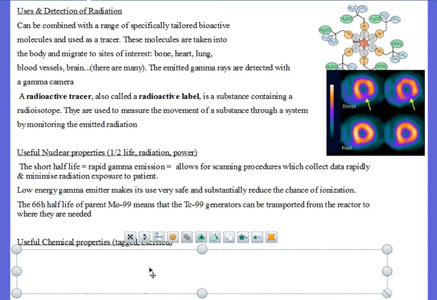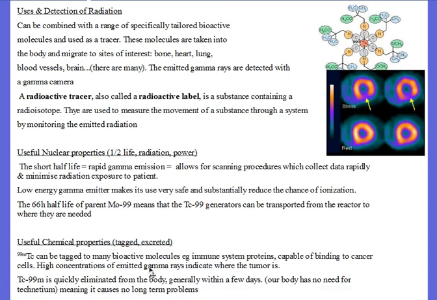And what are the useful chemical properties, seeing this is a chemistry course? First of all, the very fact that the T99 can be tagged to many useful bioactive molecules makes it useful. And second of all, the body has no need for T99, and therefore it's quickly excreted from the body, causing no long-term problems. And that is the end of part 4 of chemistry in 40 days.